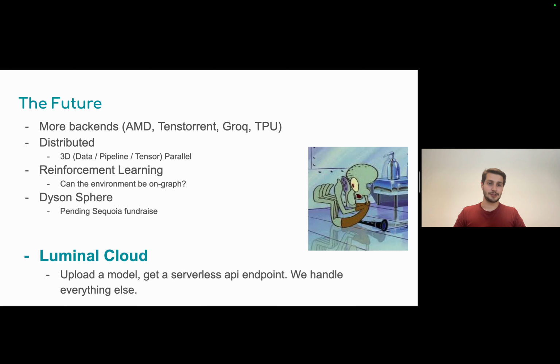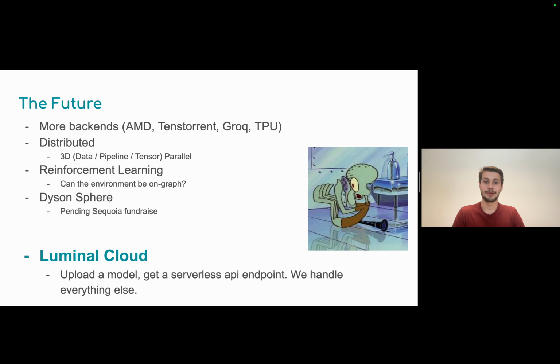So that's a brief overview of where we are today, the features we have today. What's to come? Well, we're really excited about adding more hardware support. Right now we support CPU, CUDA, and Metal. What we really want to do is support AMD, Tenstorrent, Groq, and TPUs, because these are all really exciting hardware out there. We want to break the CUDA moat ideally and democratize ML across all these different hardwares.